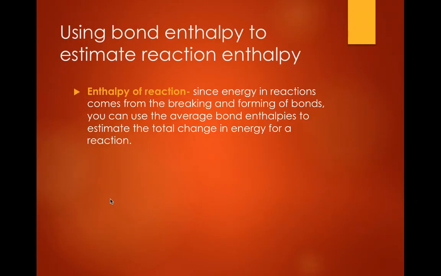Okay, we're almost done here. So you are almost done. Using bond enthalpy to estimate reaction enthalpy. We can do this. Since energy in reactions comes from breaking and forming of bonds, you can use the average bond enthalpies to estimate the total change in energy for a reaction. So what we're going to do is take our enthalpy diagram and combine it with that enthalpy table. You can do it. It's okay. We're adding and subtracting. You got this.